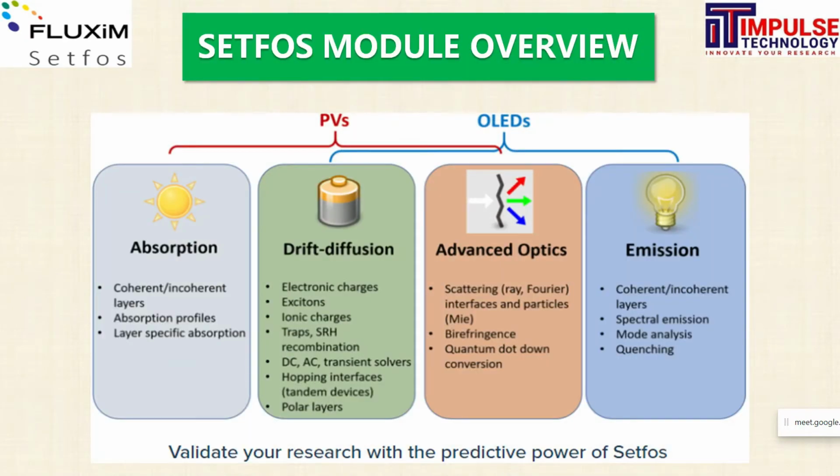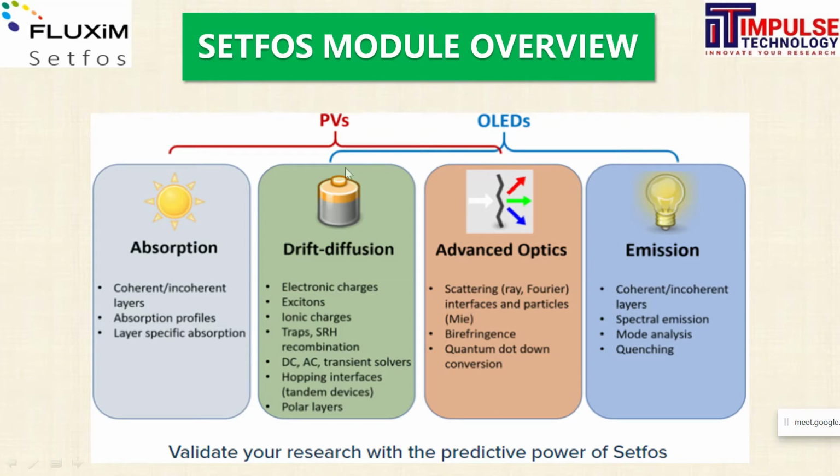Now this SETFOS software comes with modules. There are 4 modules in this software. Depending on your requirement, you can select the module. Which module is required for your applications, that you can select, and we can give you the offer accordingly. It is a commercial software that basically needs to be purchased.